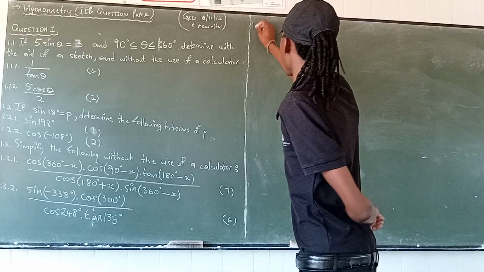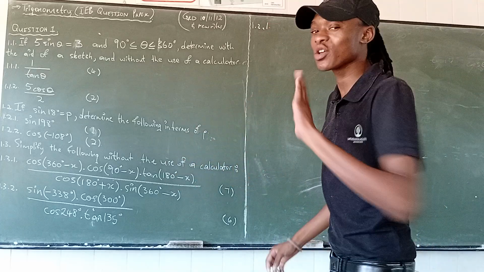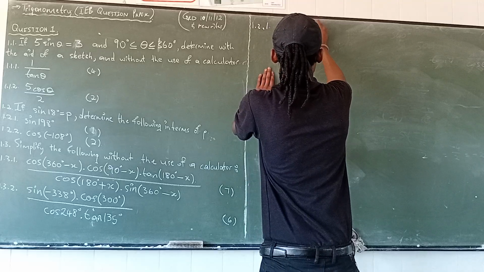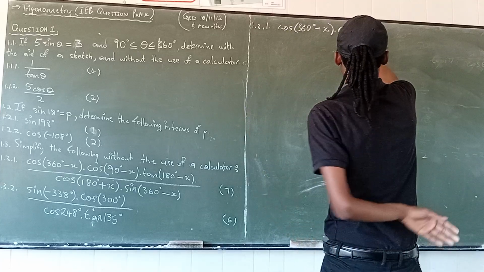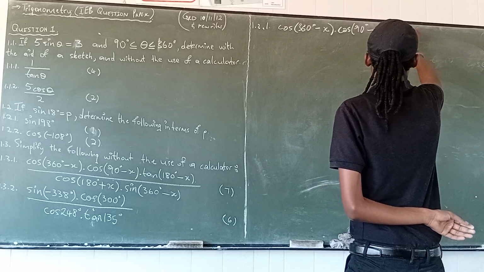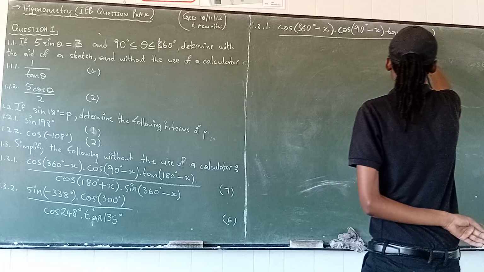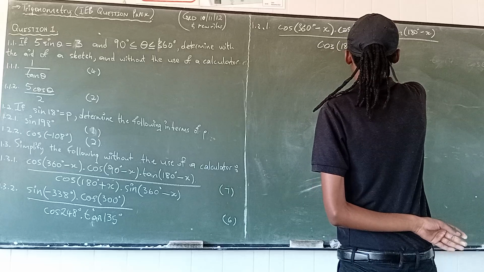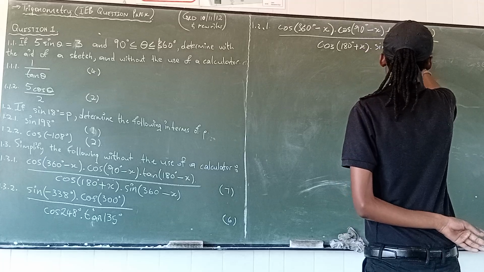All right. So our 1.3, it says simplify what? We are given, without the use of a calculator, cos of (360 degrees minus x) times cos of (90 degrees minus x) times tan of (180 degrees minus x), all divided by cos of (180 degrees plus x) times sine of (360 degrees minus x).